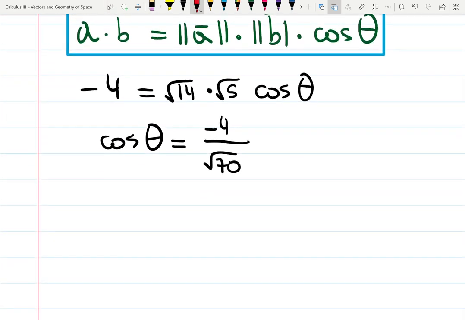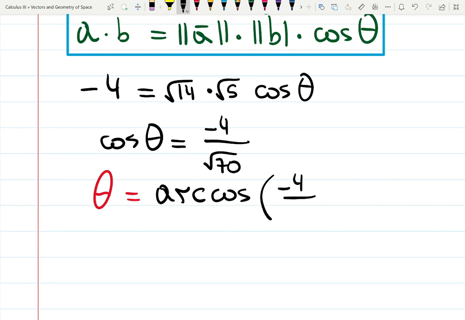To undo cosine, I'm applying arc cosine, or you can call it cosine minus 1. Which one do you like? I like arc cosine. Arc cosine of minus 4 over square root of 70. In your homework and exam, you can keep it as the answer. But if you want to, you can use your calculator. Don't forget to change into radians.